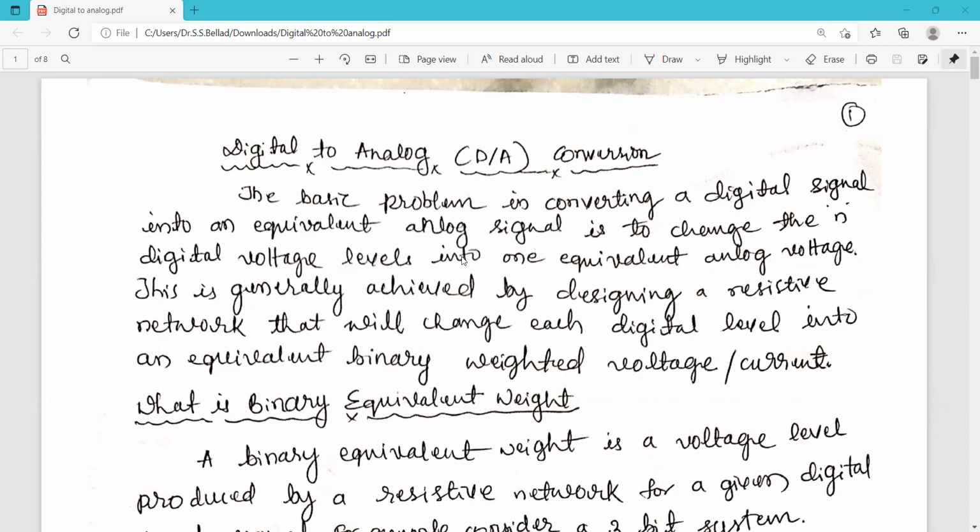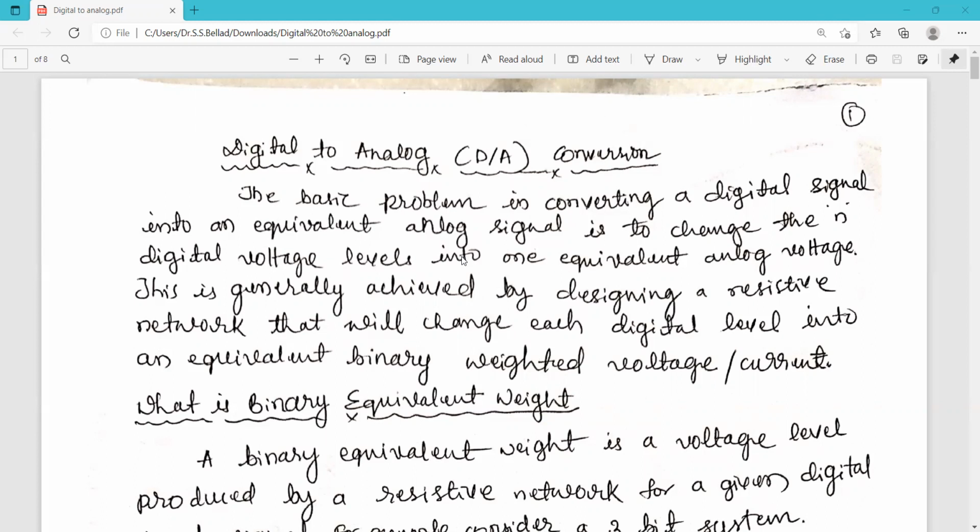a sound box, a speaker. The audio signal is to be given to a speaker, which is popularly called a sound box or speaker. So that speaker, which reproduces the sound, requires an analog signal. It doesn't work on a digital signal.